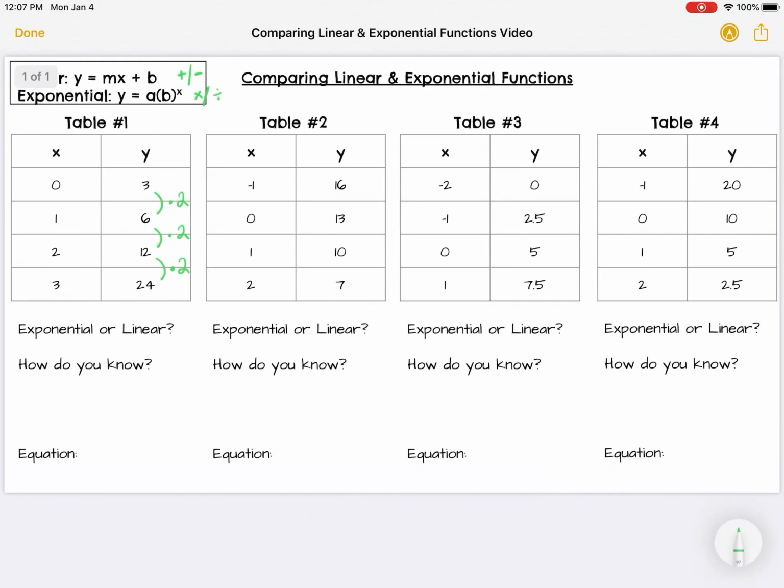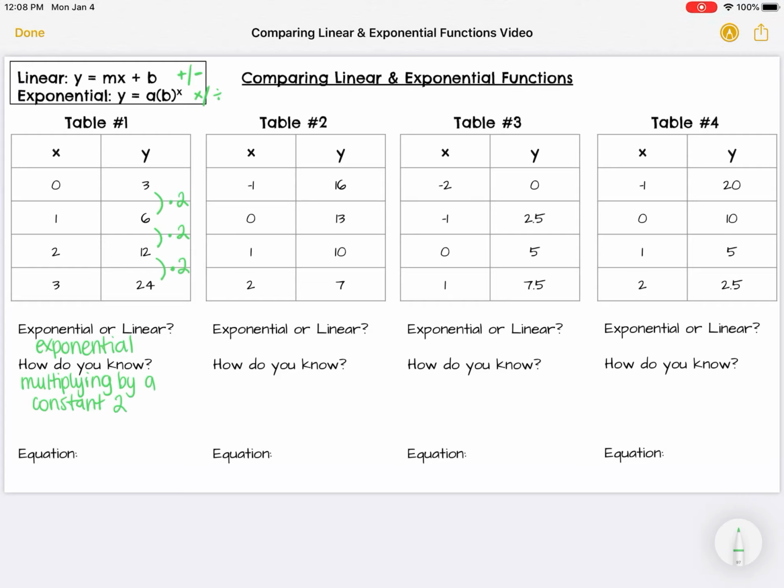So you can always check, once you see that it's increasing, test out adding. If adding does not work, then try out the multiplying. So we know this table is exponential because it's multiplying by the constant of 2. So it's multiplying by 2 every time between each y value.